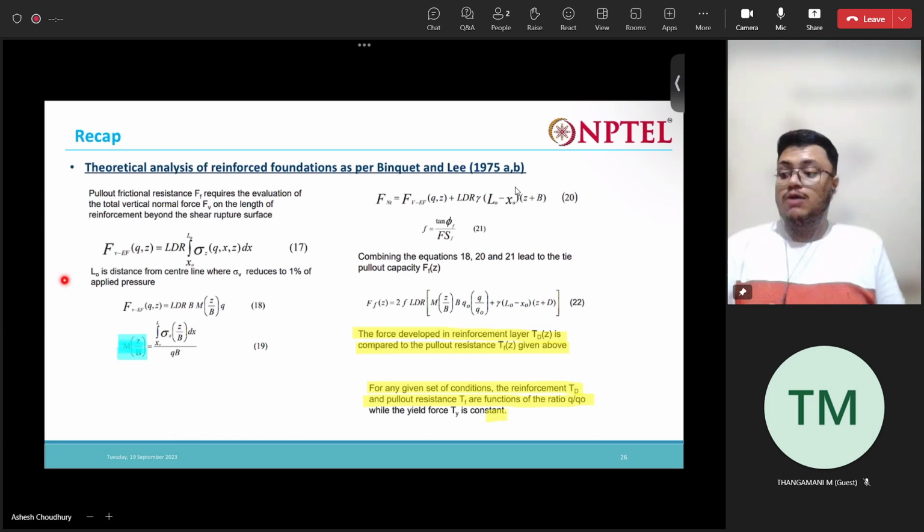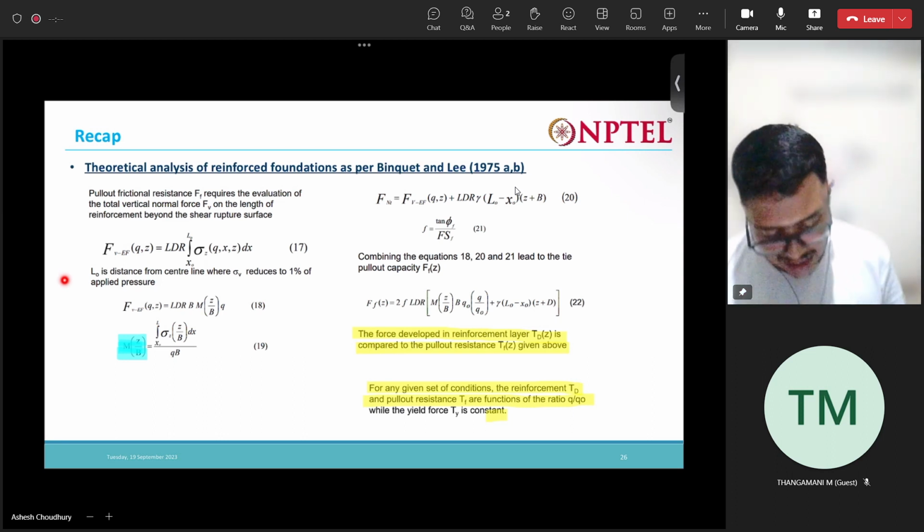Now, our next task is to determine the pull out resistance. That is the pull out. How much pull out resistance is each layer providing? That we need to determine. So that is given by, so how that has been derived is actually given here.